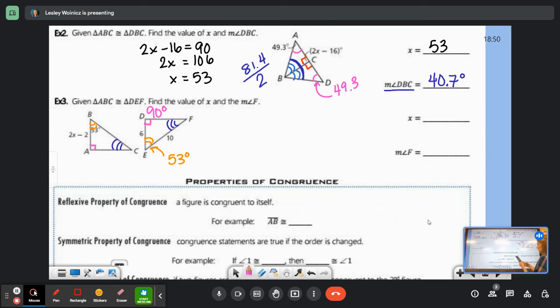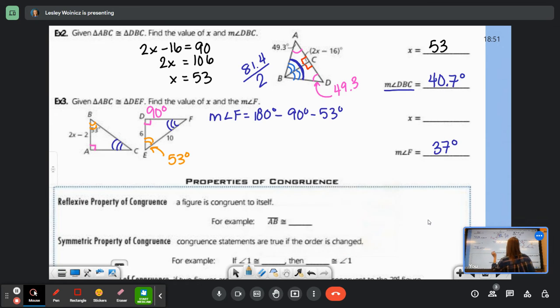So I'm doing 180 minus 90 minus 53. I'm getting 37 for the measure of angle F. So the measure of angle F was 180 minus 90 minus 53. All right, now let's talk about x.